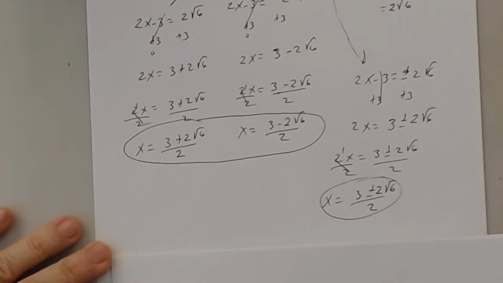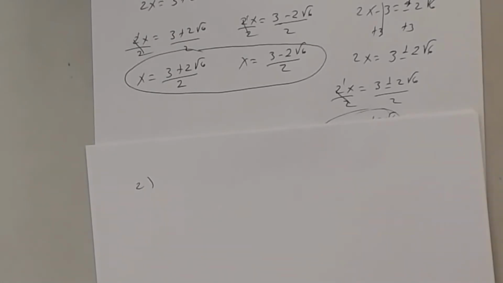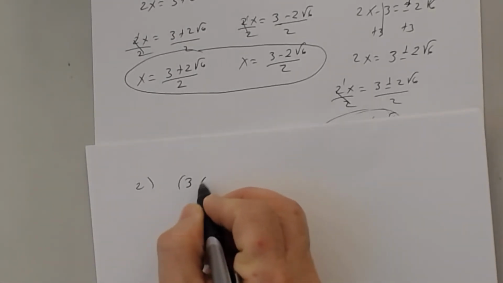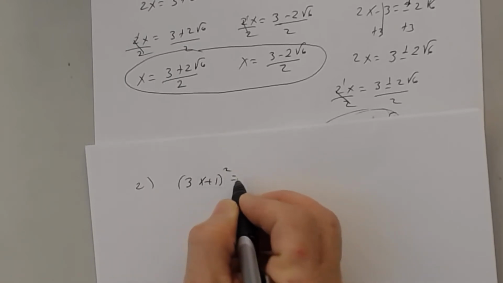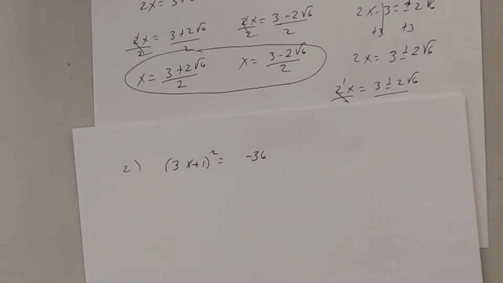We also talked about this, though, with regards to the square root property. Suppose we had this: 3x plus 1 squared equals negative 36. What kind of equation is this? Quadratic. What's the best way to solve this particular quadratic equation? Square root property. That's the more efficient way.